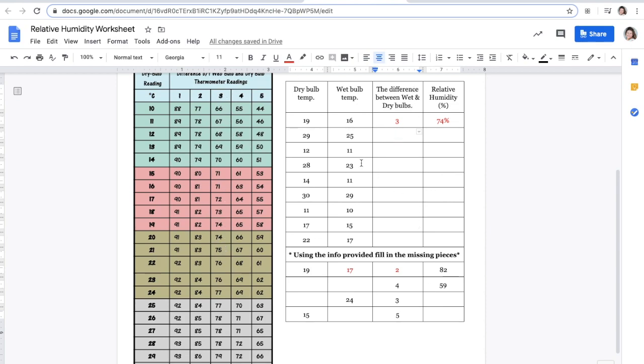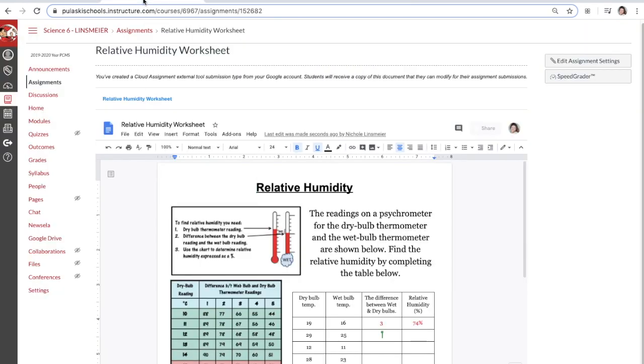Once you are done filling in this chart, which should go pretty fast, all you have to do is go back to Canvas by double-clicking your home screen, clicking the Canvas URL or tab or window that's open, and in the upper right-hand corner, all you have to do is hit submit.